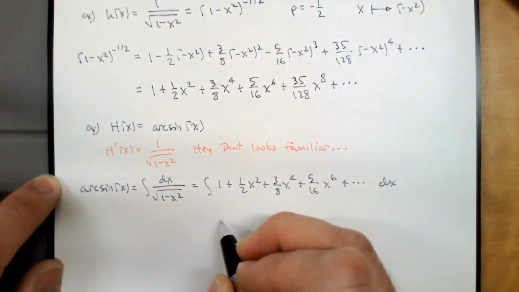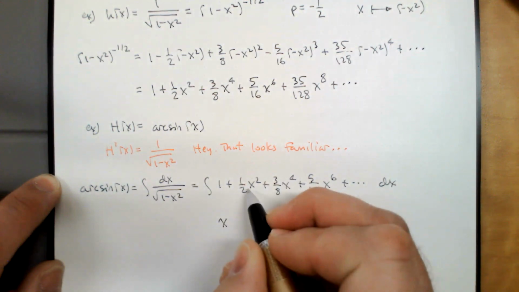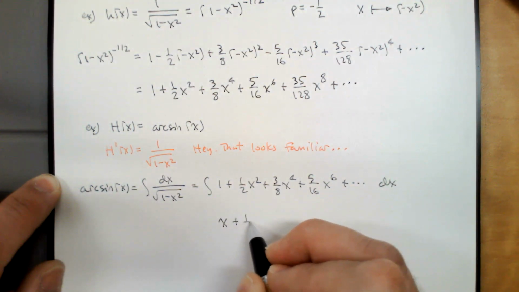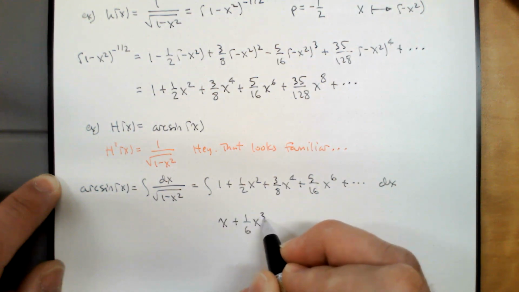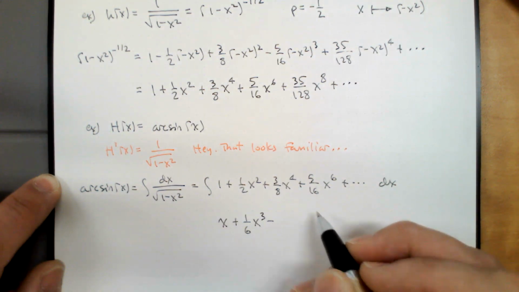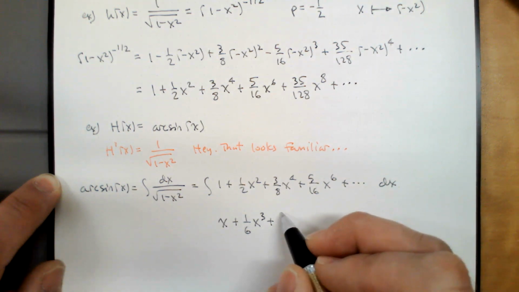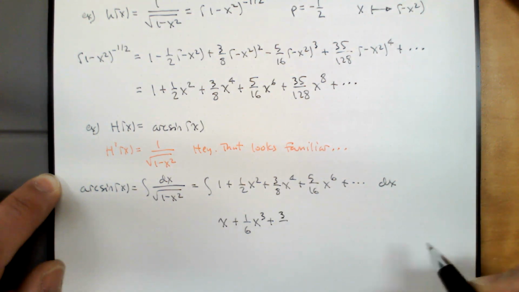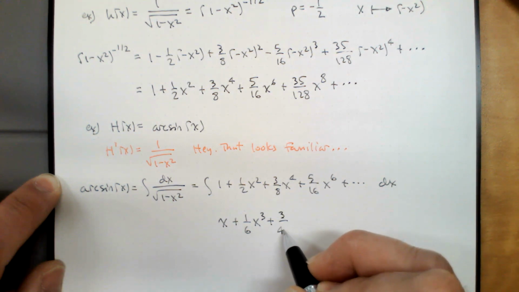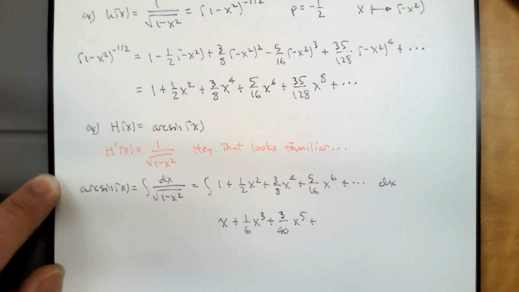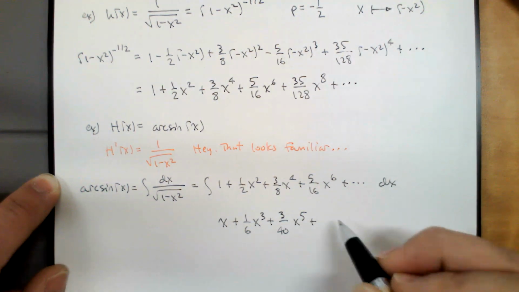So the integral of 1 is x. The integral of x squared is a third x cubed. The integral of x to the fourth is a fifth x to the fifth. The integral of x to the sixth is 1/7 x to the seventh.